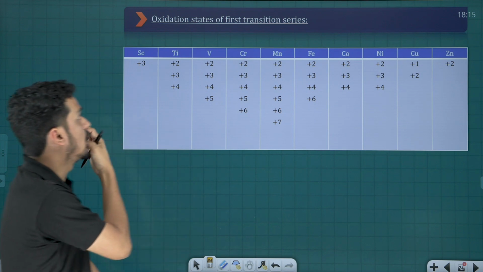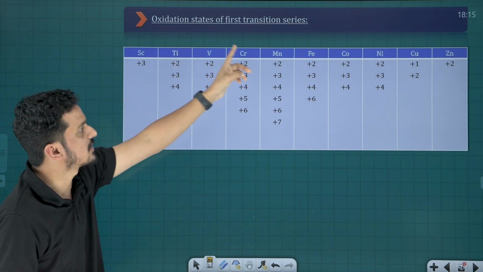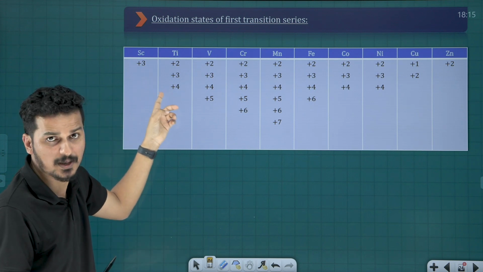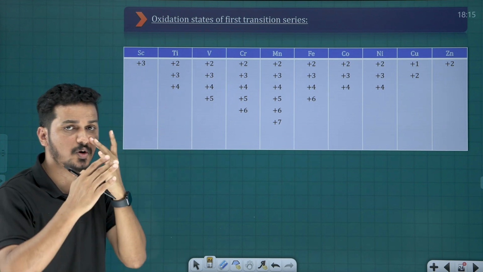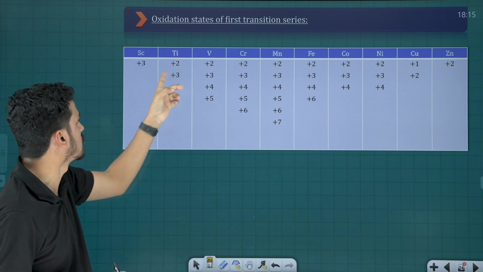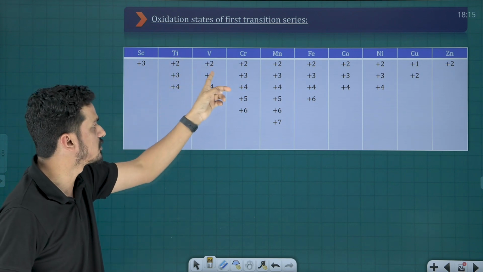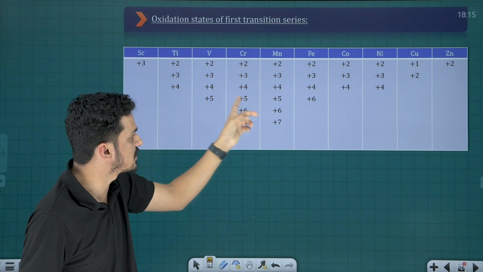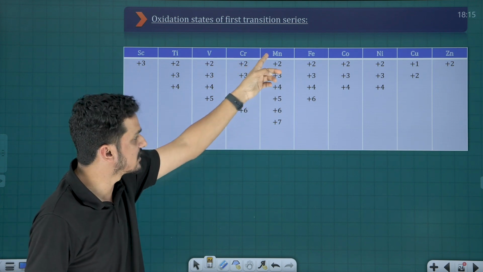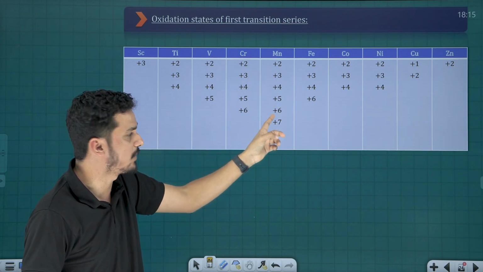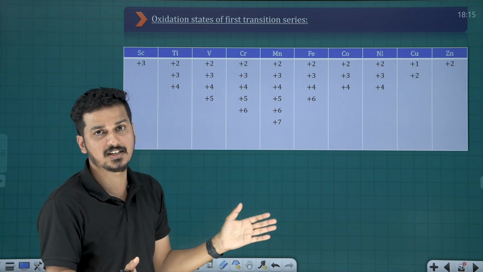Then again, we can look at the oxidation state of the first transition series. In the case of scandium, they can show oxidation state +3, only +3. That's the maximum stable state, because if 3 electrons are lost, they will get noble gas configuration. Titanium can show +2, +3, +4. Vanadium can show +2, +3, +4, +5. Chromium can show +2, +3, +4, +5, +6. Manganese can show variable oxidation states +2, +3, +4, +5, +6, +7. That much oxidation state they can show.